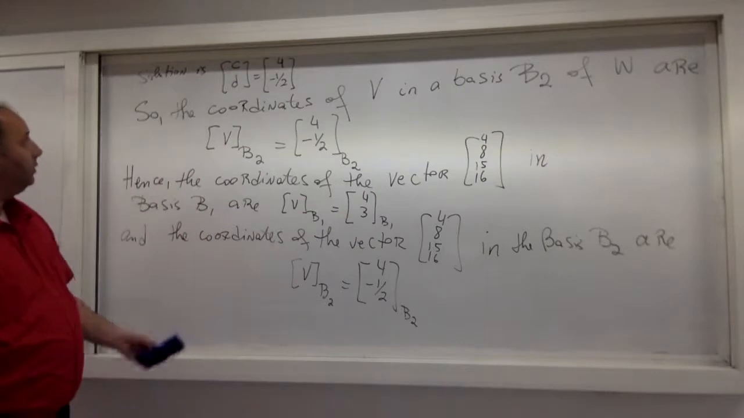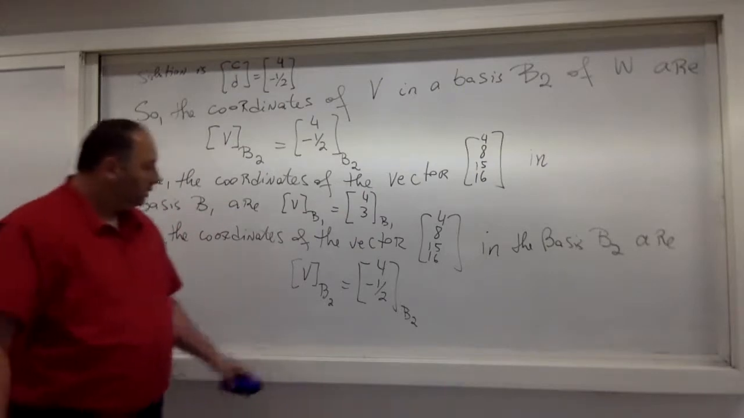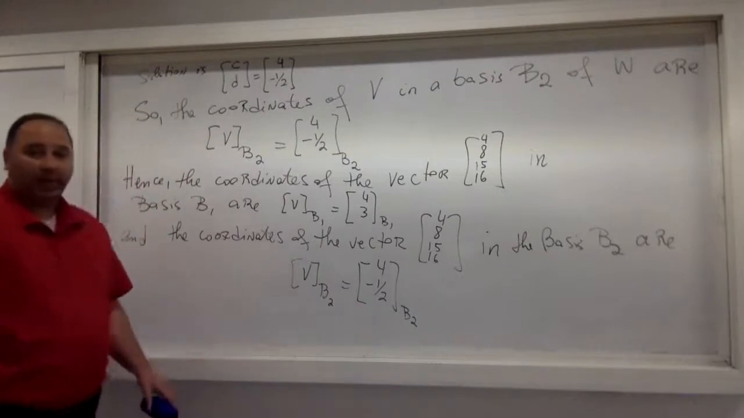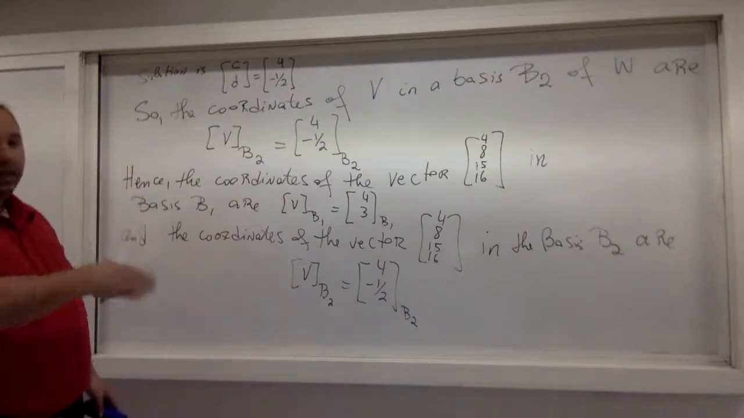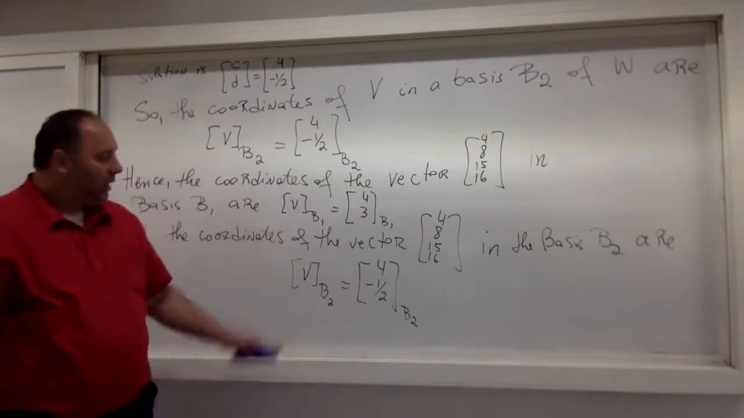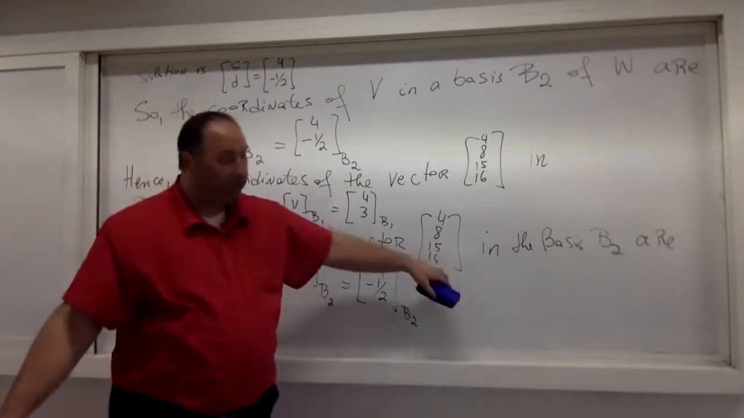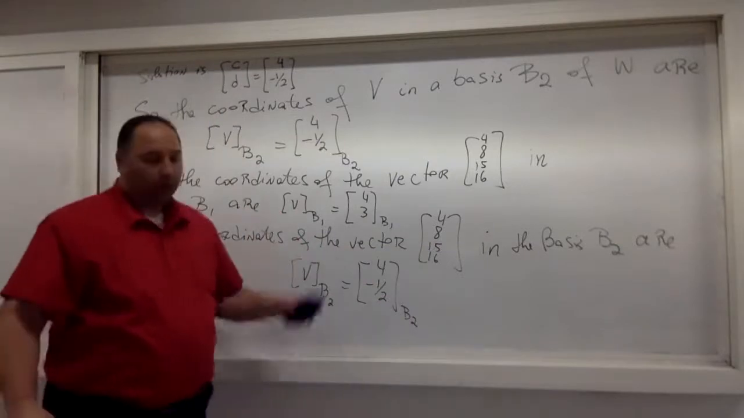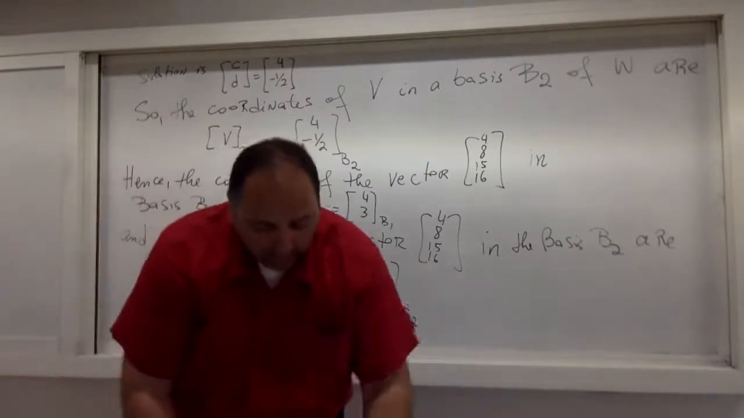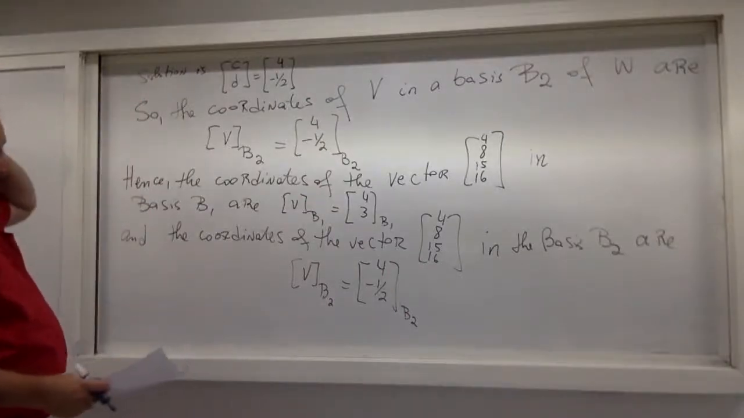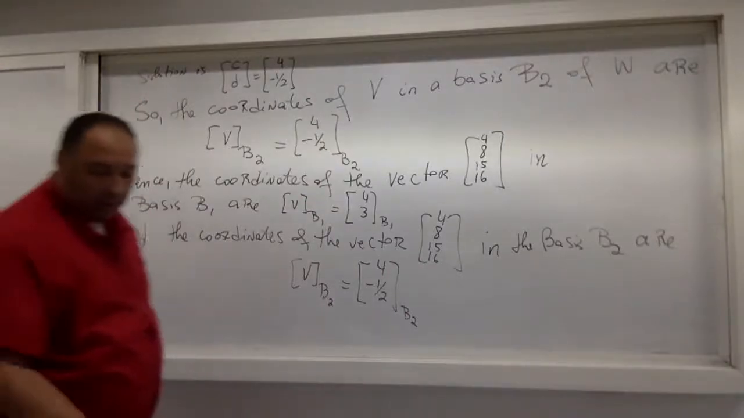How do I find coordinates in different bases? Well, I just need to solve the system Ax equals b, where matrix A has my basis vectors in columns, and my vector b is the vector I have at hand, and the solution will be the coordinates. So that's not complicated at all, actually. Very simple. So now one simple question.